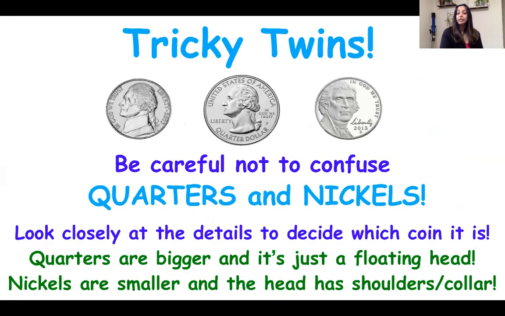Don't forget about our tricky twins, the quarters and nickels. Be careful not to confuse them. When you're looking at coins, really look at the details really closely to decide what it is. Remember that quarters are bigger and it's just like a floating head, and nickels are smaller and the head has shoulders and a collar.